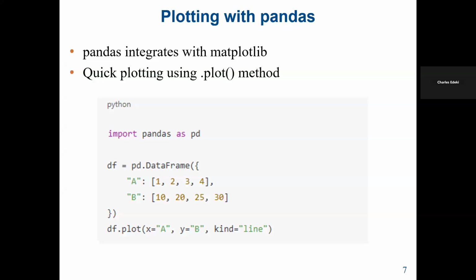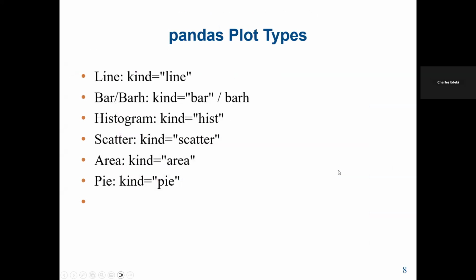So we have an example here. Pandas, as we said, is always integrated with matplotlib, so we can do quick plotting using the .plot. Here we import pandas as pd. Then we say pd.DataFrame, and get our data frame with columns A and B. A will be our x-axis, B will be our y-axis. The kind of graph we need is line, and we're using the plot function. So that will give us a line chart or plot.